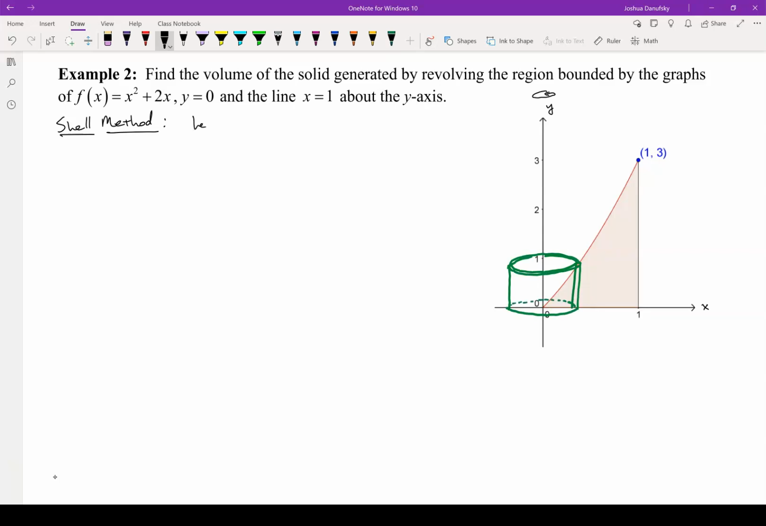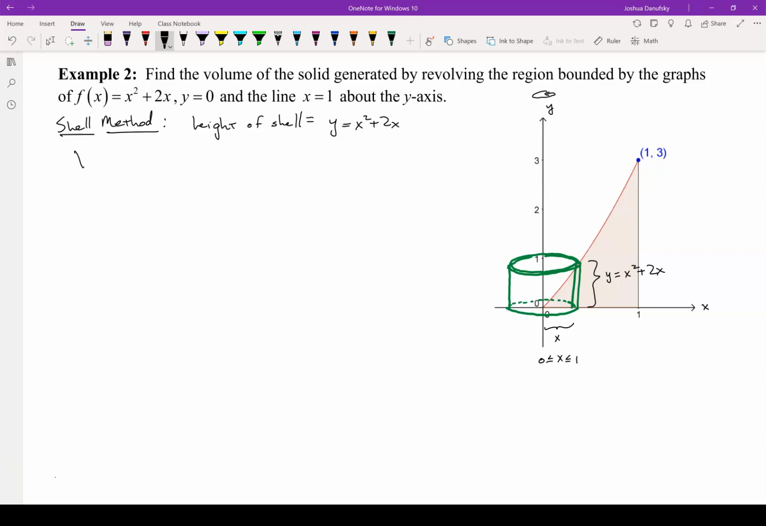Let's get the height of the shell. Well, that's going to be this distance here, which is simply the vertical distance to that curve, which is y equals x squared plus 2x. The radius of the shell is x, and it's going to range between 0 and 1.